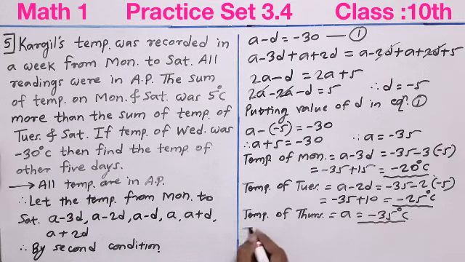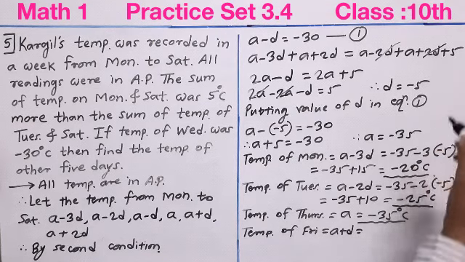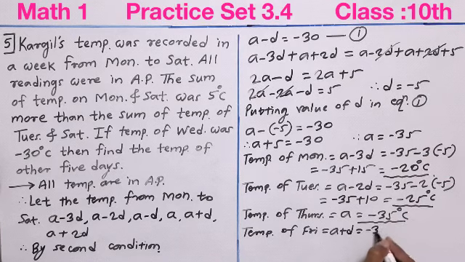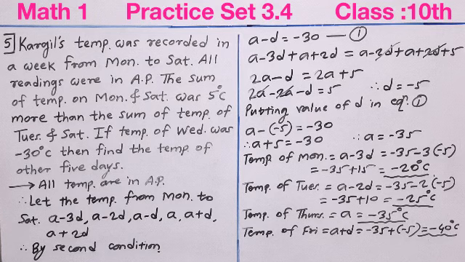Okay. Now the next is temperature of Friday. Now Friday is A plus D. A plus D means negative 35 plus in bracket negative 5. So if we solve this, plus minus becomes minus, and minus 35 and minus 5 becomes negative 40 degrees Celsius. So that is the temperature of Friday. Negative 40 degrees Celsius is the temperature on Friday.